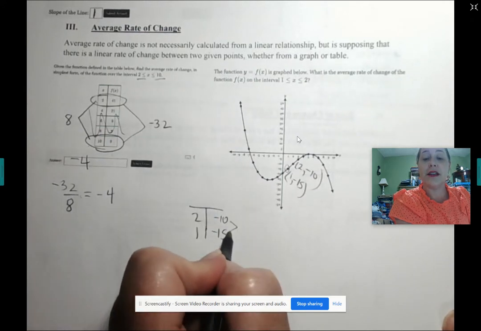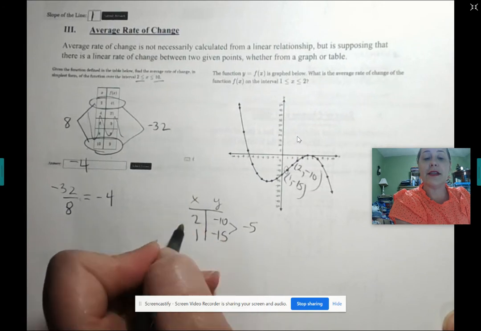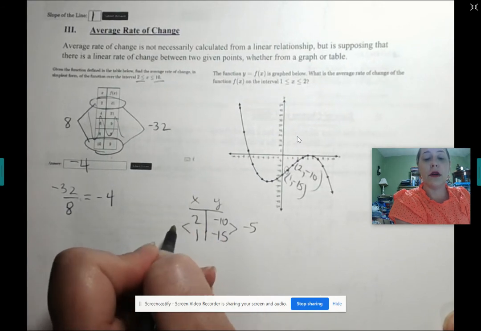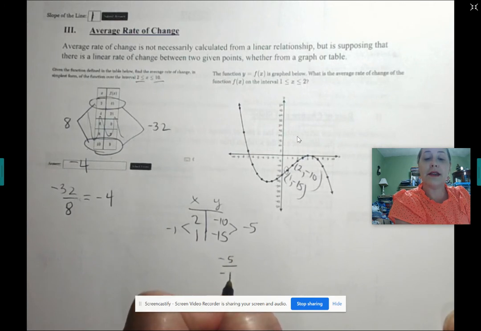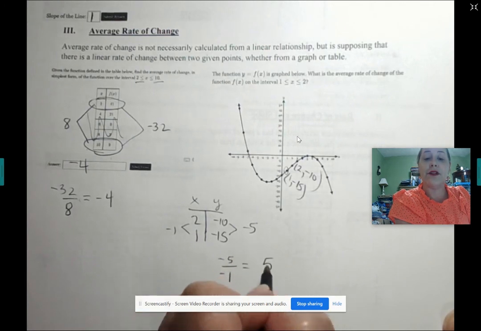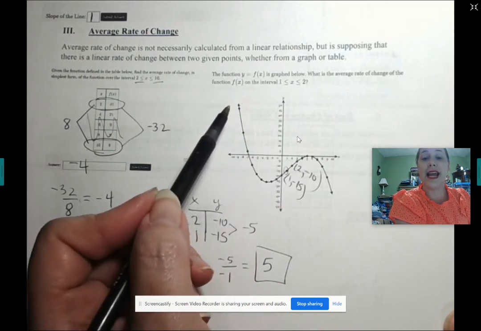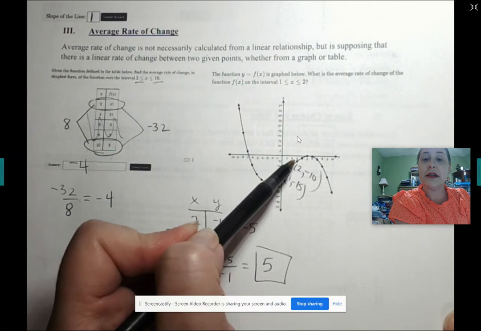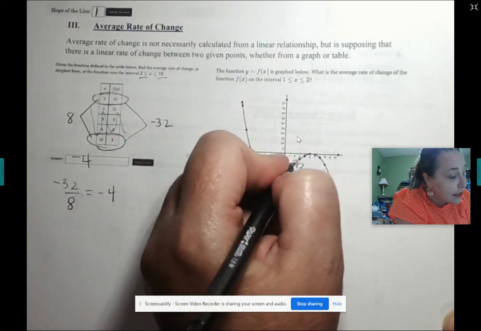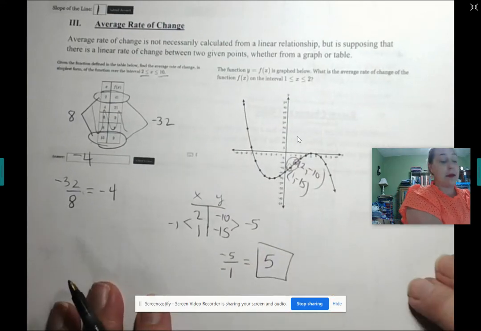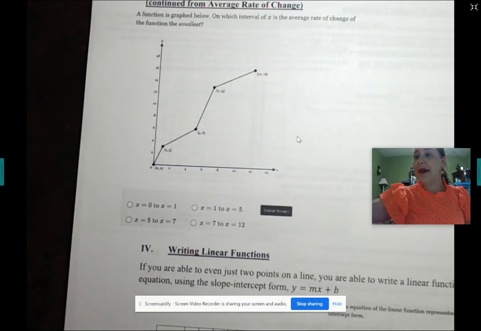So what's the change in the y's? It loses 5. What's the change in the x's? If I'd written it in this order, it loses 1. So the change in the y's over the change in the x's would give me an average rate of change of 5. Obviously, that's not true all the way through. This is a negative rate of change. It's positive, and it's going to be negative again. But between these 2 points right here and here, that is the rate of change happening at that particular part of the graph. All right, we're done with that page.